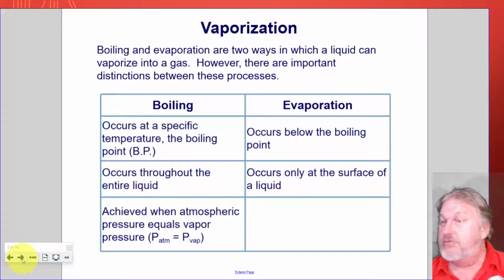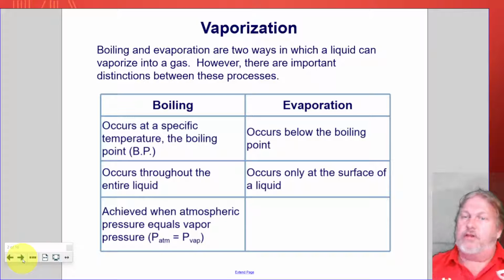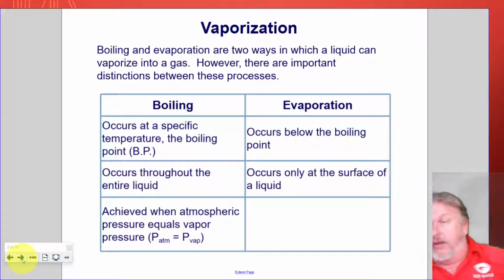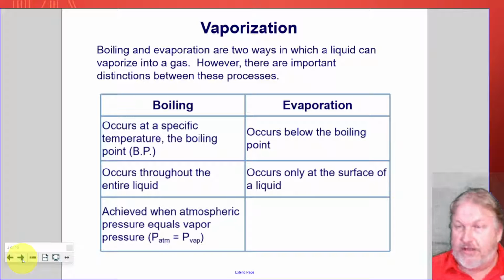So, what is boiling? Well, boiling and evaporation are two ways in which a liquid can vaporize into a gas. So boiling is a way to vaporize a liquid. Now, there are some distinctions between these two processes. Boiling occurs at a specific temperature. We call it the boiling point, or the BP, which is a physical property of the substance.